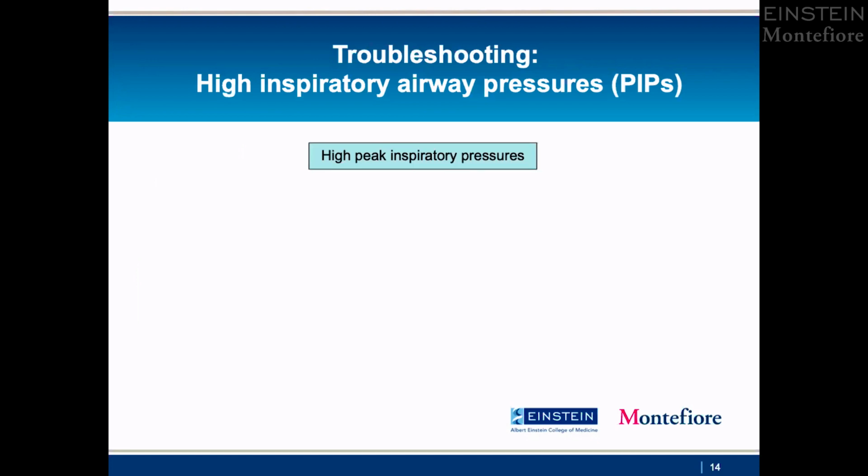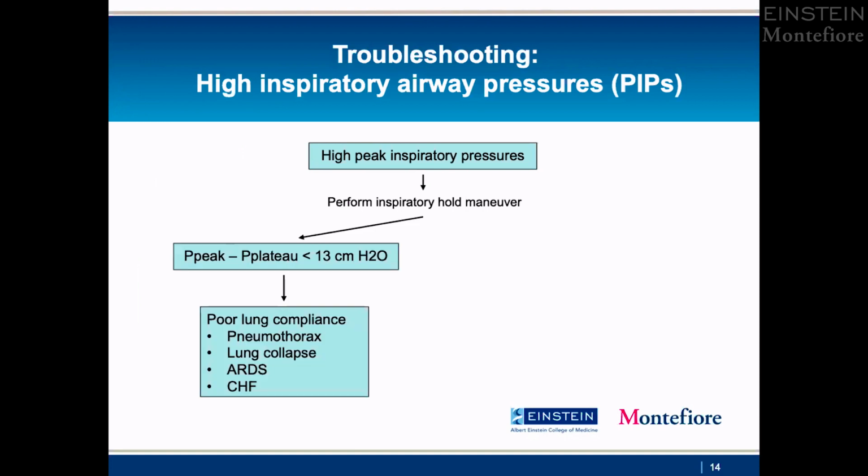So if the peak inspiratory pressure is high, perform a breath hold maneuver after ensuring the ventilator is in a volume preset mode. If the difference between P peak and P plat is less than 13, meaning the plateau pressure is very close to peak inspiratory pressure, then it is a lung compliance issue. Lung compliance is poor in conditions such as pneumothorax, lung collapse, ARDS, and pulmonary edema.